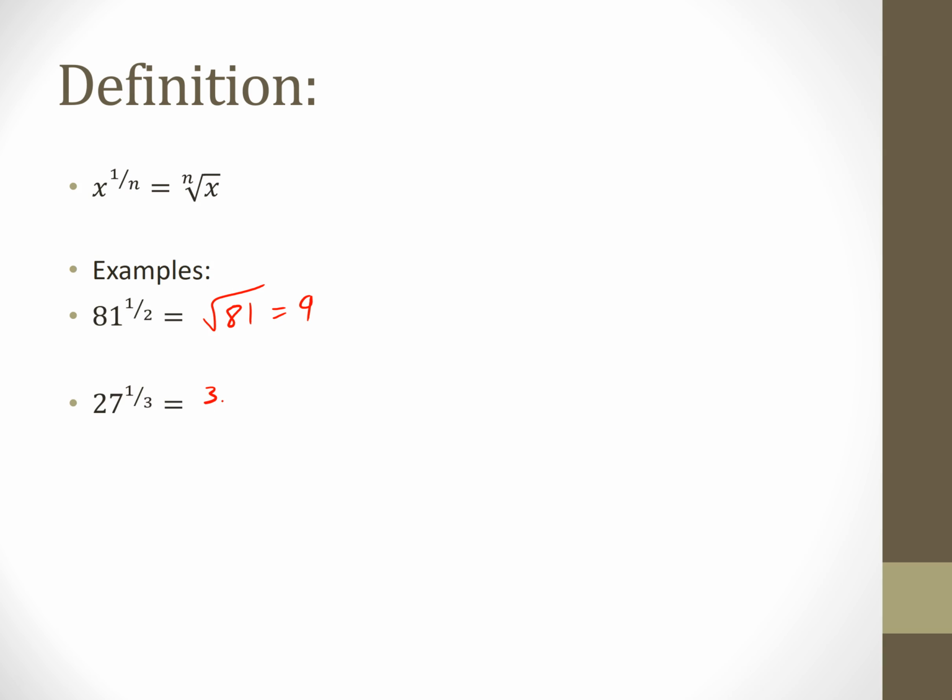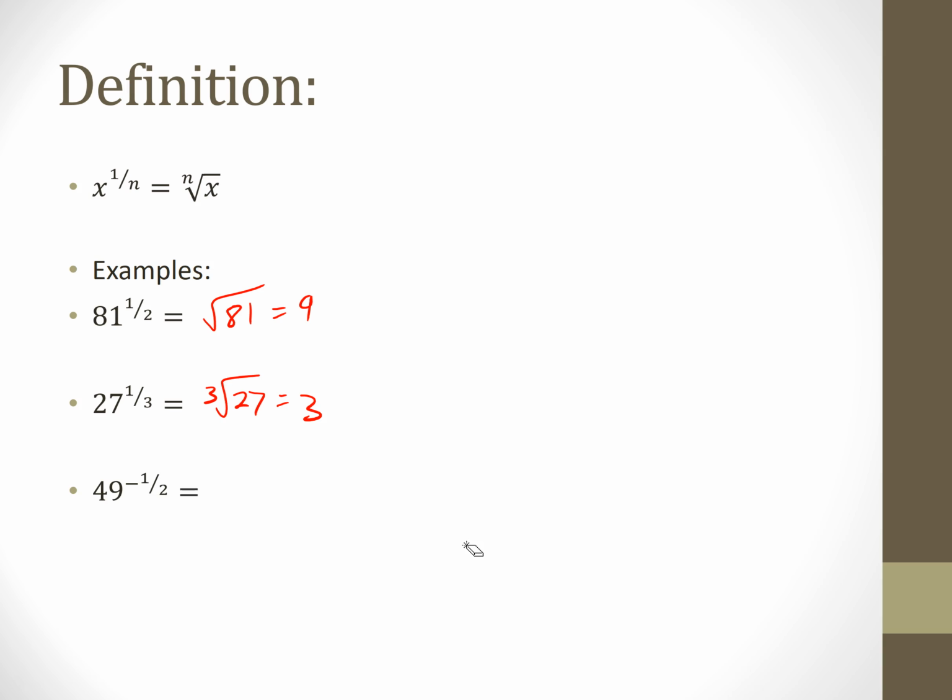27 to the 1/3. Oh, were you startled by the bell? I was startled by the bell. Usually I don't record at school, but here I am recording at school, and so I have to deal with bells and things. Anyway, 27 to the 1/3 is the same as the cube root of 27. What times itself 3 times gives me 27? Well, if you do 3 times 3 times 3, you happen to get 27. So the answer here is 3.